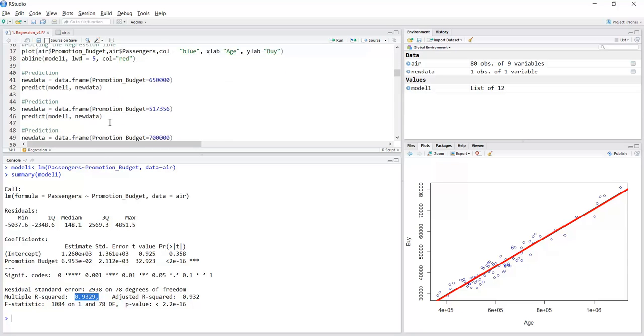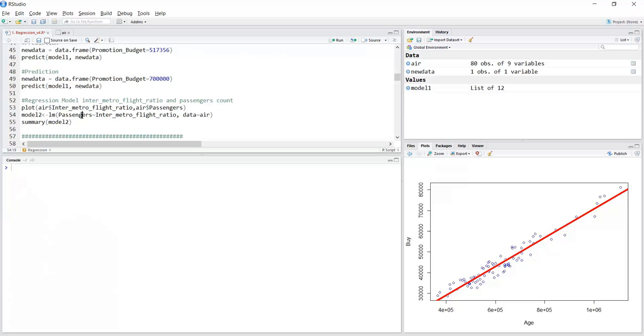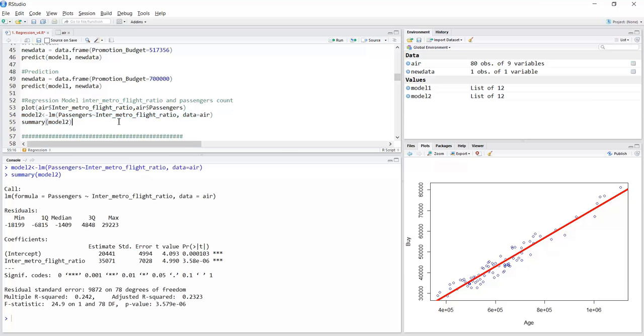Just for comparison, let's build one more model. We'll build a model for predicting number of passengers using a different variable called intermetro flight ratio. If there are more flights between metro cities, do you think the number of passengers will depend on that ratio or not? For that, we'll build a model and see what the R square value of that particular model is. It is just 25%. Only 25% of the variation can be explained by intermetro flight ratio.